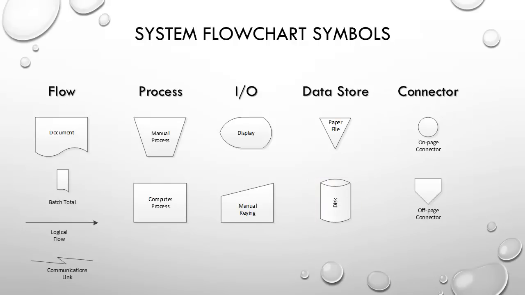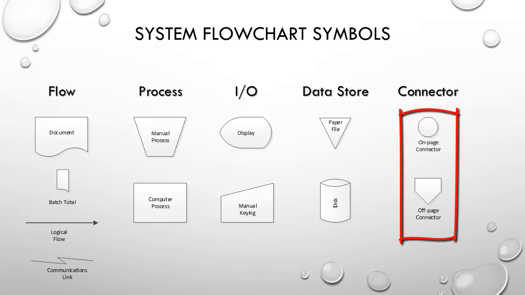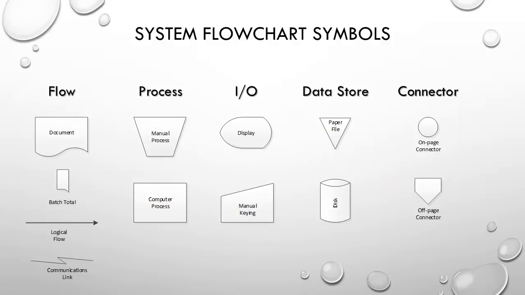And then last but not least, we have the connector symbols. You have seen these used in your system understanding aid. They make your diagrams cleaner by allowing you to not have to connect symbols on different pages or opposite ends of the same page. Oftentimes, when you're trying to connect all these symbols together, you end up with a spaghetti diagram.